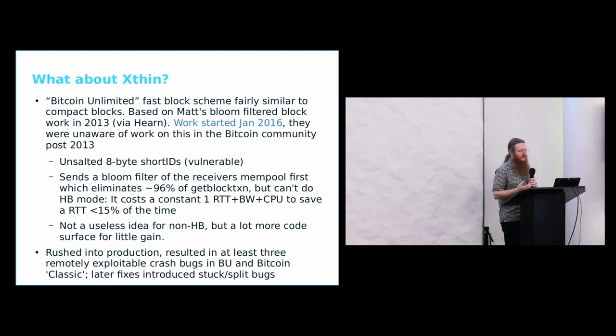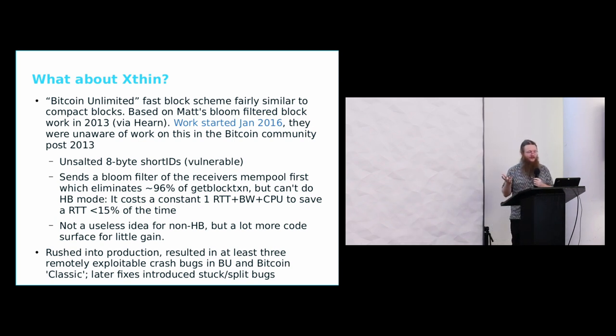So basically, I look at this optimization as costing a constant one round trip time, because you can't use high bandwidth mode, plus bandwidth, plus CPU, plus attack surface, to save a round trip time less than 15% of the time, because high bandwidth mode normally doesn't have a round trip, 85% of the time. I don't think that idea is useless, and I think it would be useful for the non-high bandwidth mode case, but it's a lot more code and attack surface for a relatively little improvement.